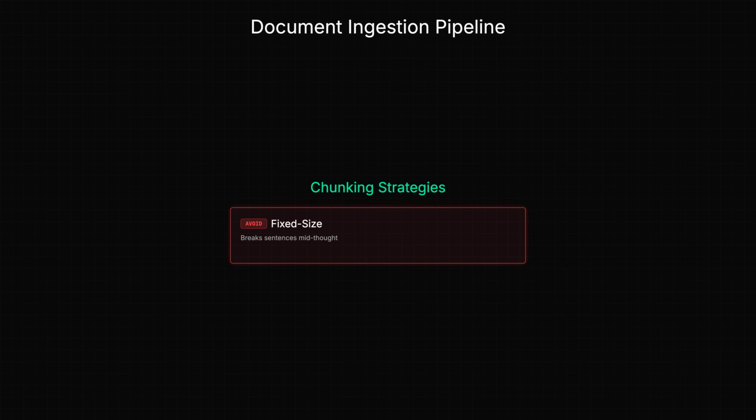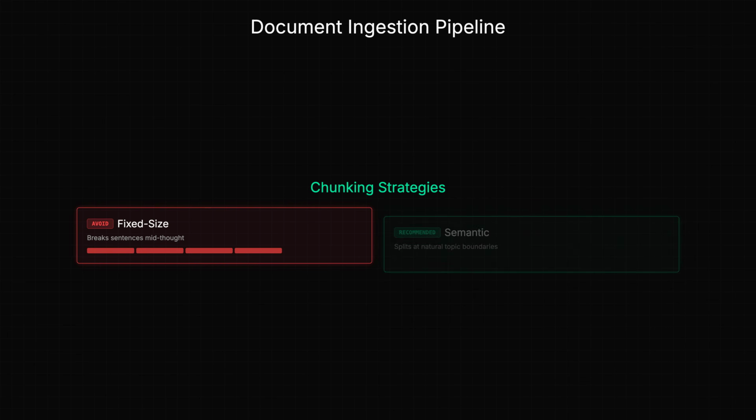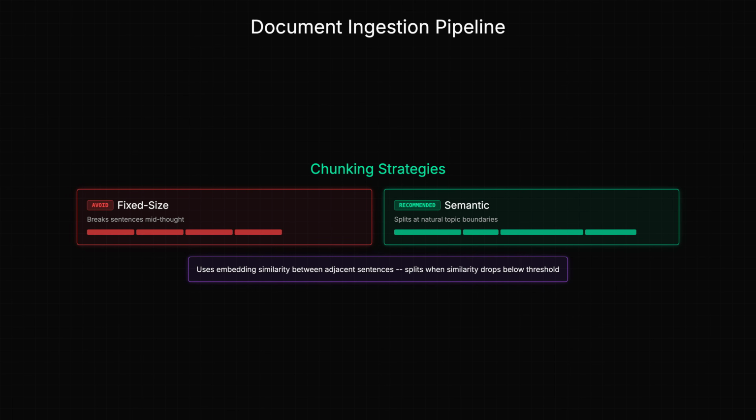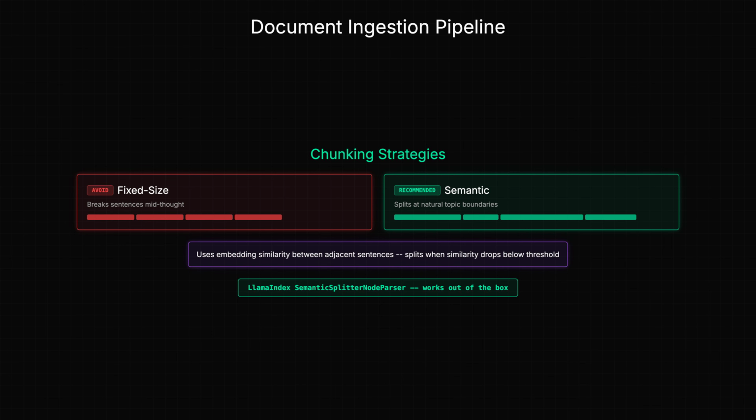For chunking, do not use fixed-size chunking. It breaks sentences mid-thought. Instead, use semantic chunking, which splits at natural topic boundaries. The technique uses embedding similarity between adjacent sentences and splits when similarity drops below a threshold. LlamaIndex has a semantic splitter node parser that does this out of the box.